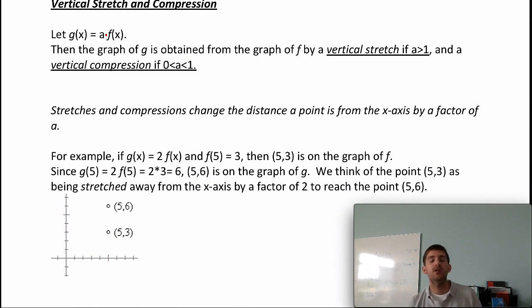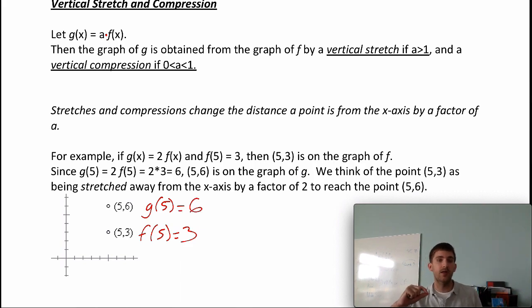So for example, if g of x equals 2 times f of x, and there's a point on function f at 5, so the point 5, 3. Let me label that on here. So this is the point from function f, 5, f of 5 equals 3. Then g of 5 is going to be twice that. We're going to take whatever the output is when we do f of 5 equals 3, and we're going to double that. So g of 5 is going to be doubled height, we're going to get 6. So we think of that point 5, 3 as being stretched away from the x-axis. It used to have a distance of 3, now it's doubled, so now it has a distance of 6 away from the x-axis.